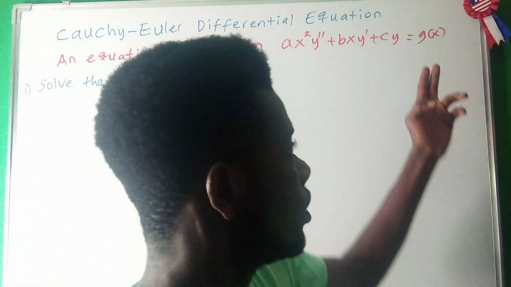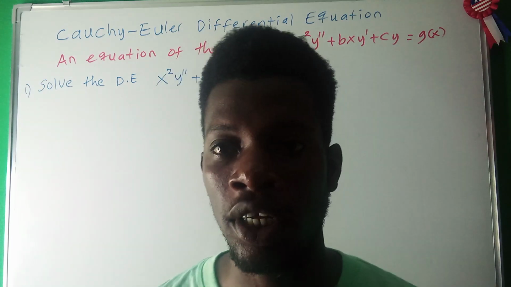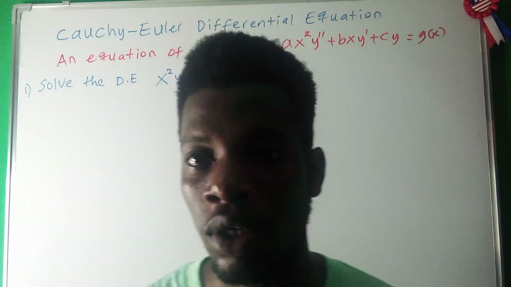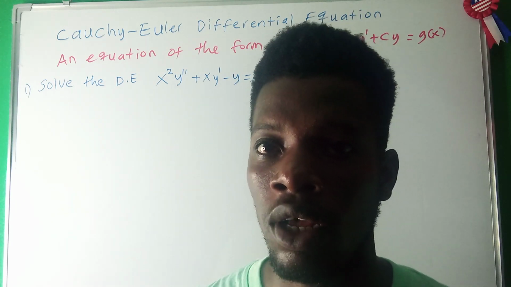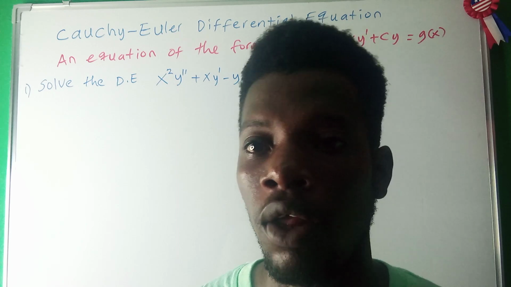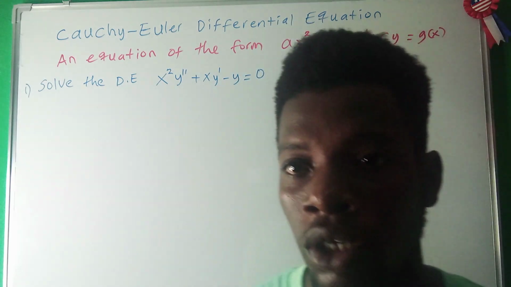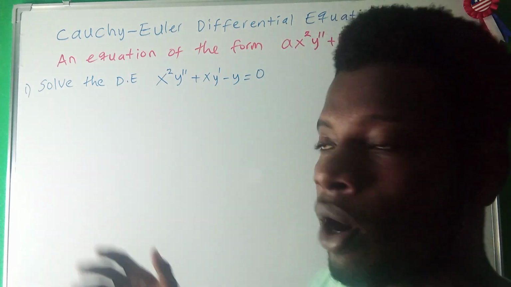That's how you identify a Cauchy-Euler differential equation. Now, when g of x is 0, meaning when the right hand side of this equation is 0, you will call that equation a homogeneous Cauchy-Euler differential equation. But if g of x is some function of x, then that becomes a non-homogeneous Cauchy-Euler differential equation. So let's move on to find the solution to this problem.